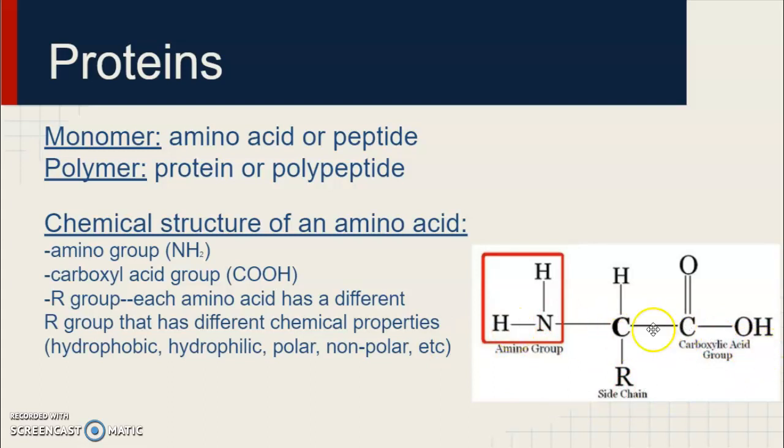Then there's going to be a carbon, at least one, in the middle. But the main thing here is this R group, the side chain. This is going to be different. Each amino acid has a different side chain. It can look like lots of different things, as you saw on your cards. That different side chain gives it different properties, whether it works well with water or doesn't, whether it's polar or nonpolar. All of these things are determined by the R group.